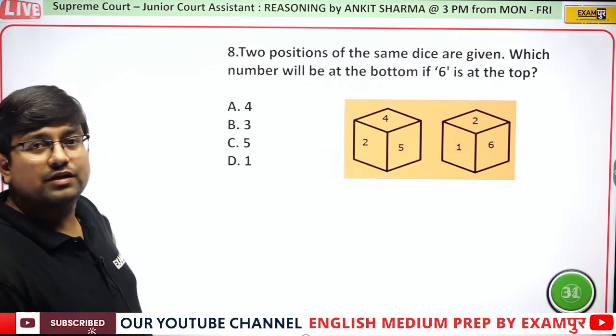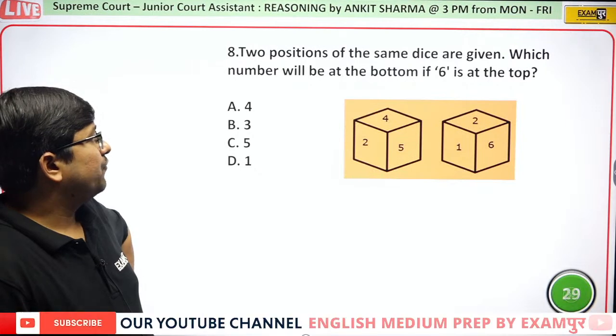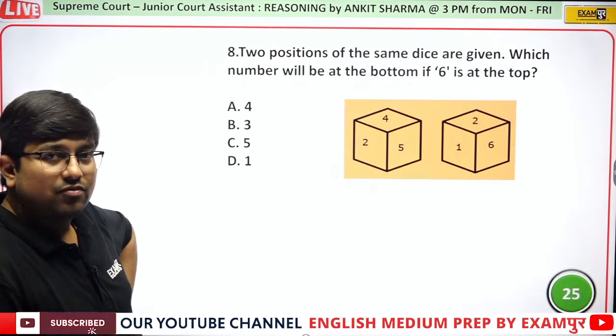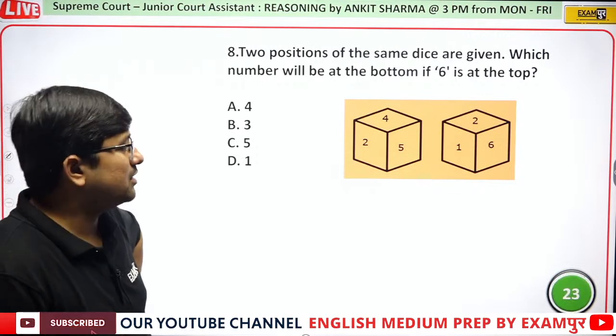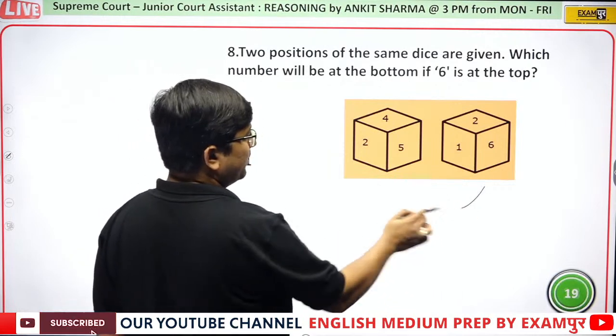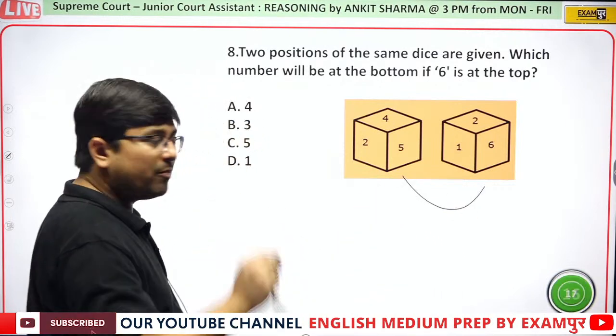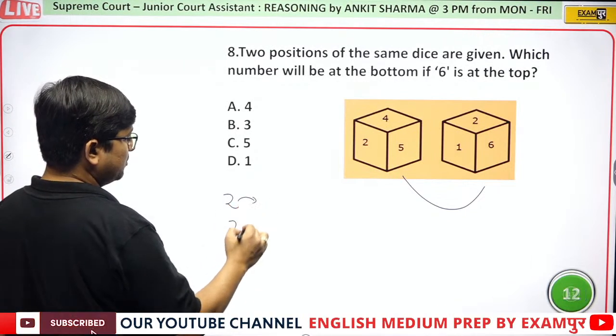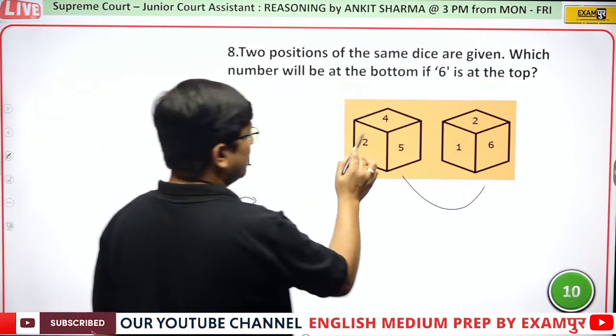Two positions of the same dice are given. Which number will be at the bottom if 6 is at the top? They are having exactly one common face, that is 2.